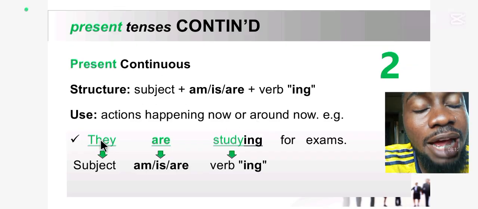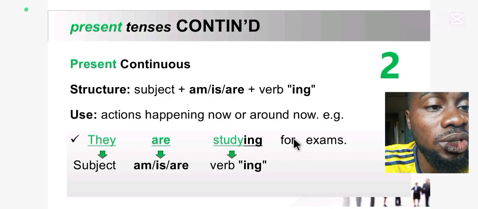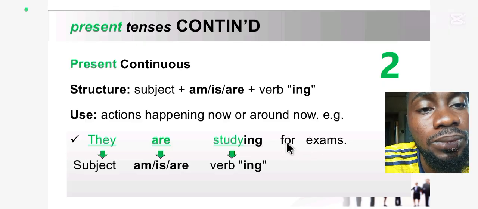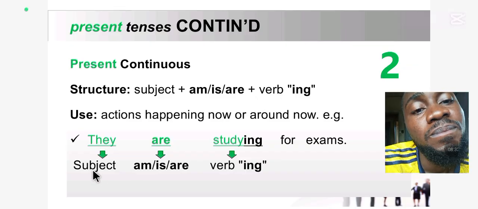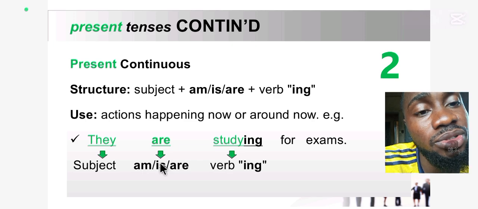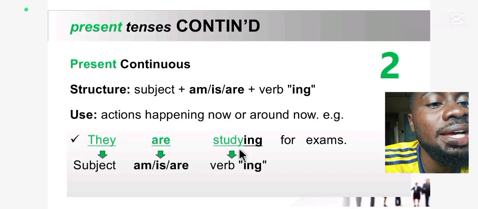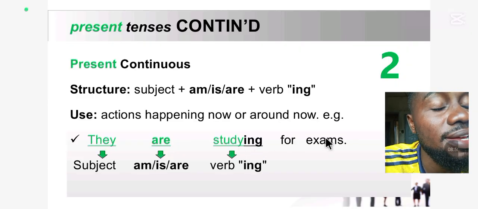An example of present continuous tense is: they are studying for exams. What's the subject? Remember the structure: subject, am, is, or are, and an ing verb. They is the subject, are is the verb, either am, is, or are, and here we have are. Then studying, which is the ing verb, for exams.